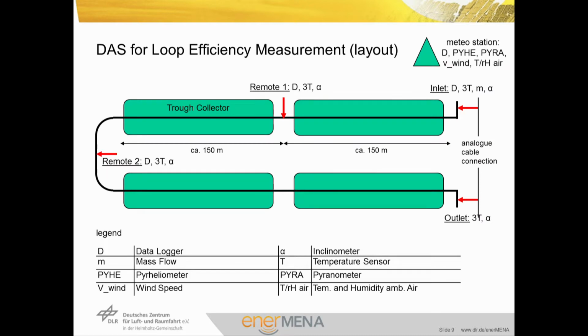For a utility-scale loop, for example, an exemplary data acquisition system would consist of 4 data loggers. One in the vicinity of the mobile meteo station, recording the direct normal, global horizontal, and diffuse horizontal irradiance, as well as the wind velocity, ambient temperature, and relative humidity of the air. One at the inlet, recording the HTF mass flow rate, the HTF inlet and outlet temperature, as well as the tracking of the first and last collector. One in between the first and the second collector, and one at the crossover piping, each recording the HTF temperatures and tracking of the collectors.